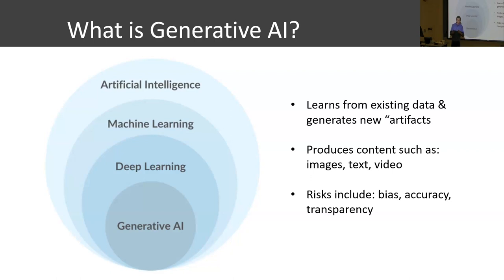So when you're using ChatGPT, you can think of it as artificial intelligence, because it's sitting in a conversation, so it's like a person, if you will. It's definitely using machine learning because that's how it knows to answer you. And it's not using a general machine learning technique. It's using a deep learning technique, and in specific, it's using generative AI.